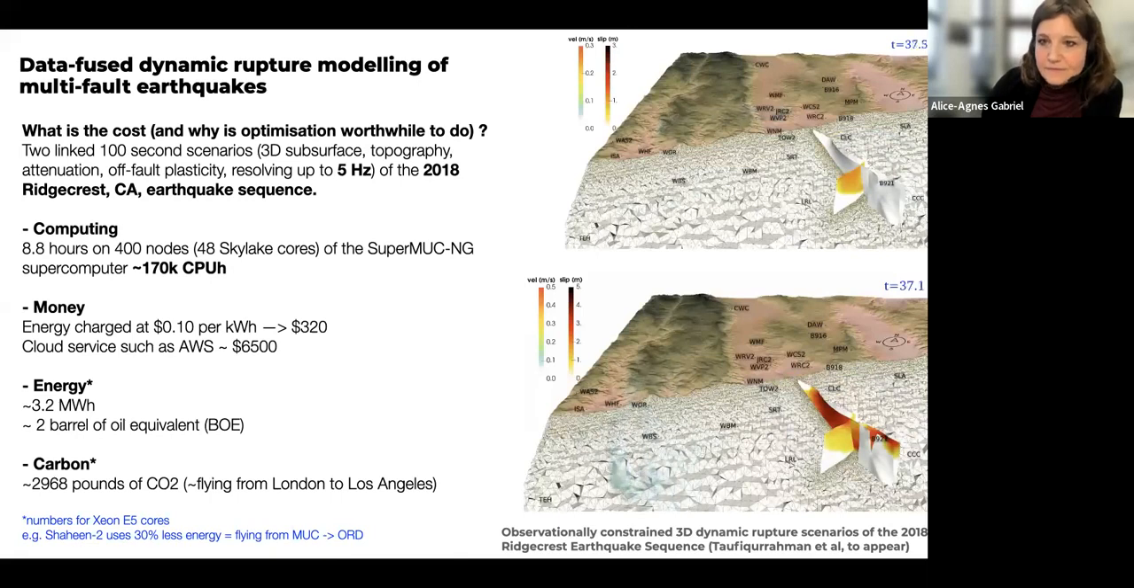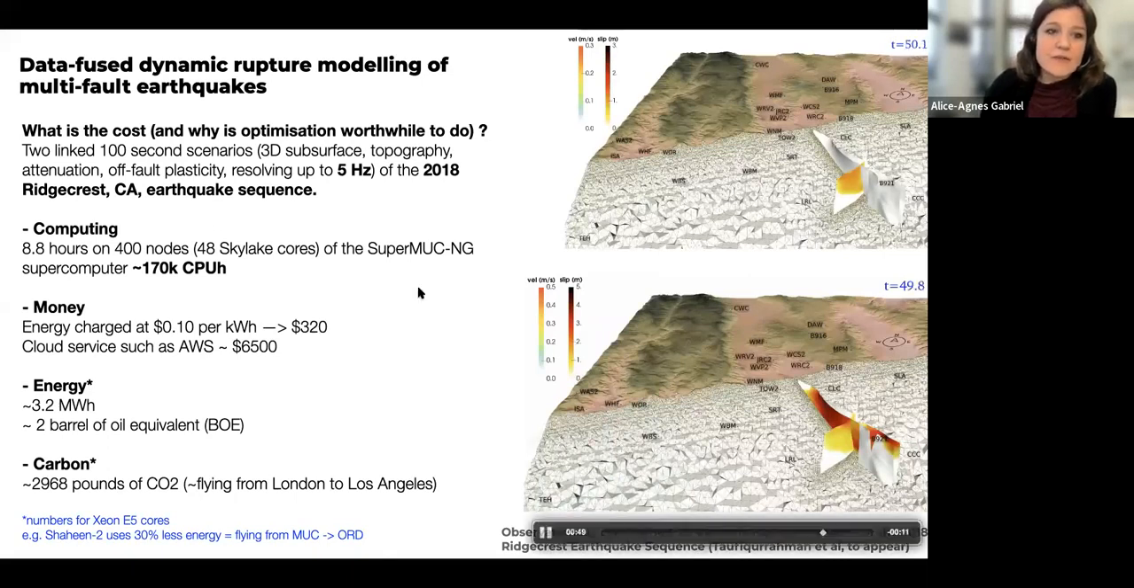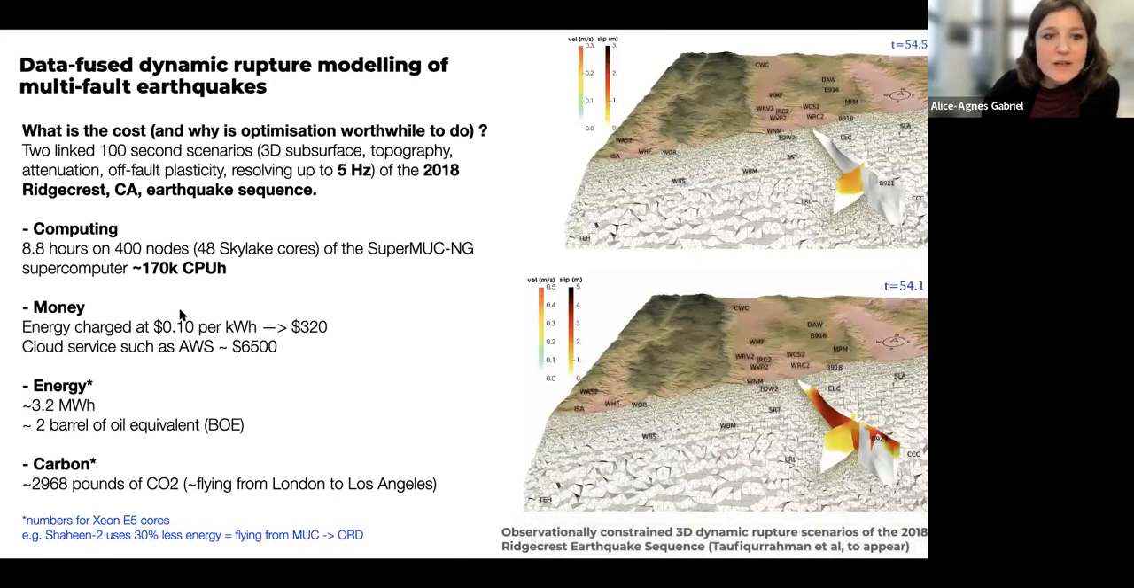And both of these simulations have to run together, since the Ridgecrest main shock should see the dynamic and the static stress changes that are caused by the Searles Valley foreshock. And if we're computing that, for example, on the SuperMUC-NG, that could take up to 9 hours on 400 nodes. So that's 170,000 CPU hours. So that's a very expensive simulation.